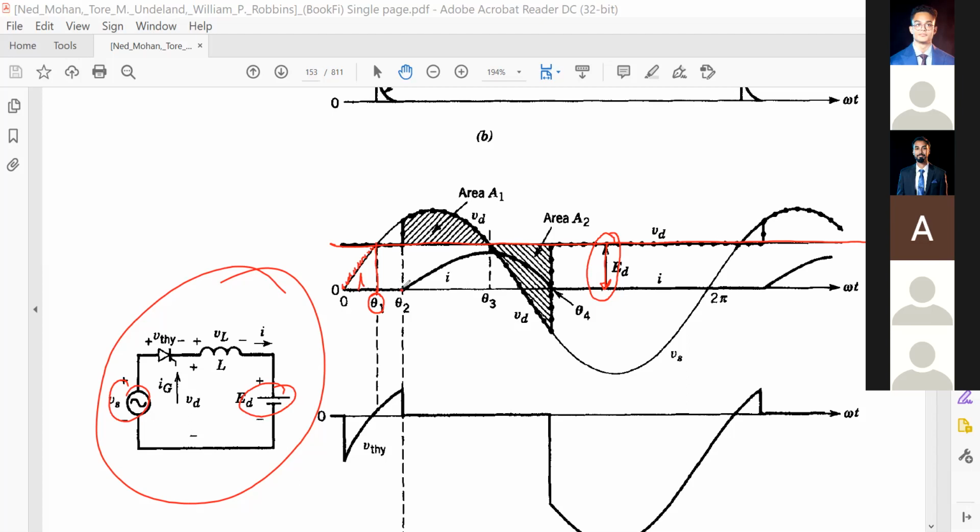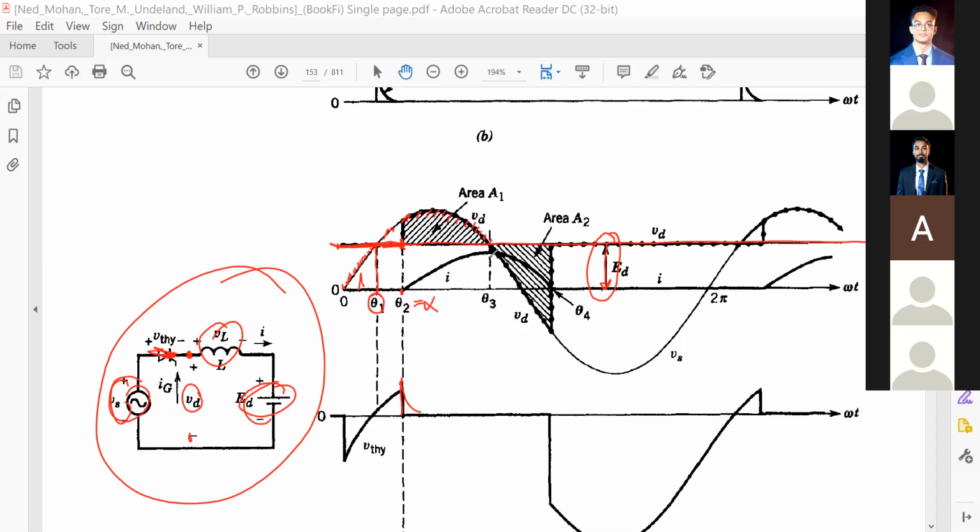Since there was no current before theta 2, suppose this is also our alpha. So there is no drop here, and the output voltage will be ED. You got it? Then you have applied the gate pulse here, and because your VS is already greater than your ED, this diode is short circuited, and this VD is VS.